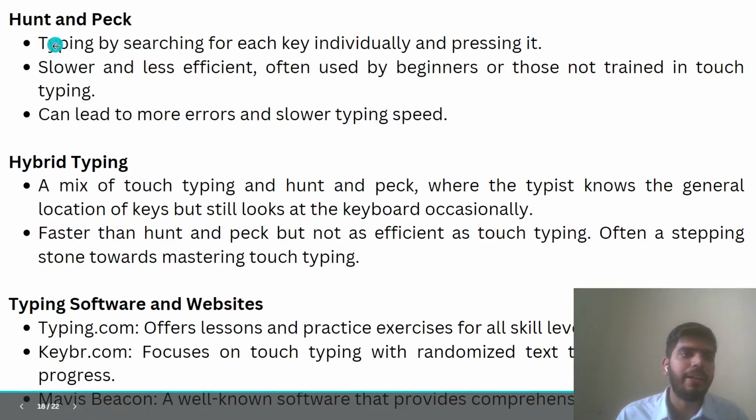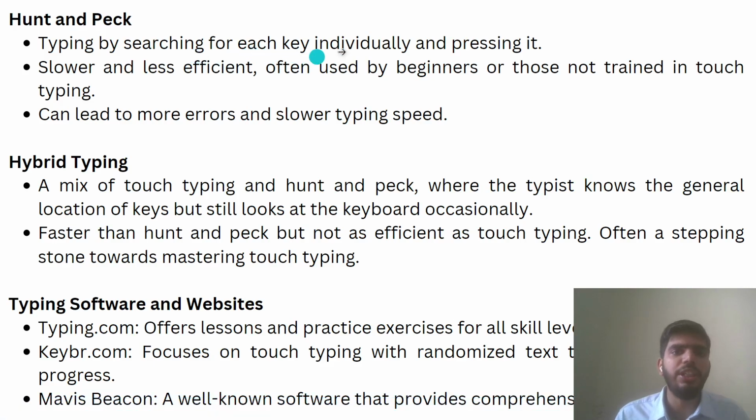Then you have hunt and peck, typing by searching for each key individually and pressing it. This is for the beginner. When you start typing, you look for each and every key and then you press it, and that is hunt and peck. It is very slow and less efficient, often used by beginners or those not trained in touch typing. It can lead to more errors and slower typing speed.